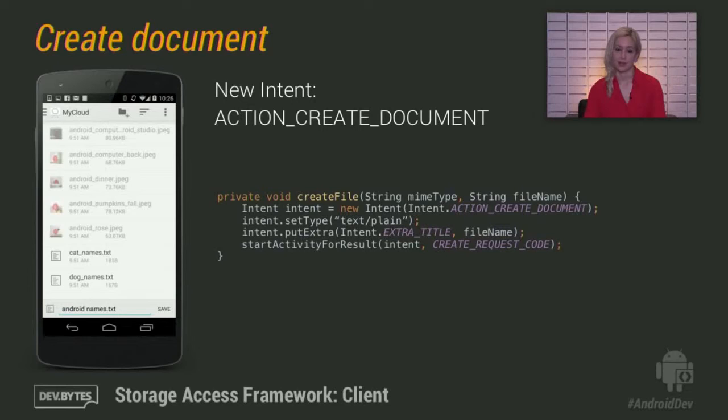Creating a document is also new in Android KitKat, and it's really straightforward. You give your intent a MIME type and a file name, and you launch it with a unique request code. The rest is taken care of for you. You get back its URI in onActivityResult, and that way you can continue to write to it or whatever else you want.